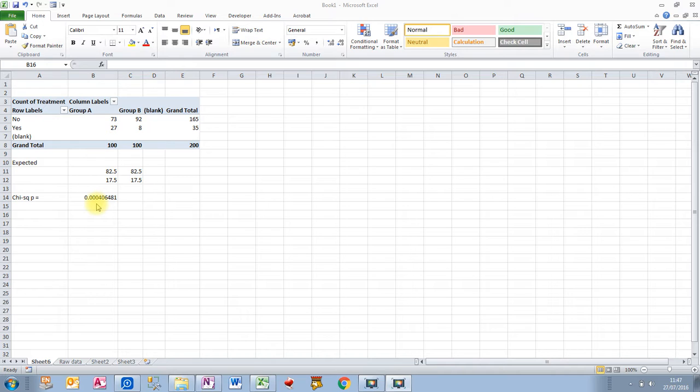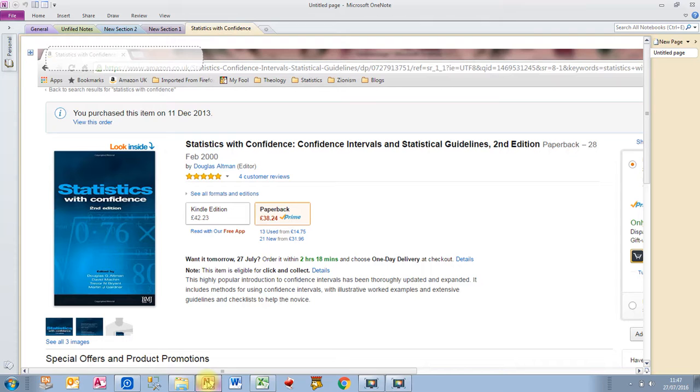So for this we need to work out confidence intervals, and the textbook that I'm using is this one here. This is Statistical Confidence by Douglas Altman, and I strongly recommend that you get this book if you want to do any calculations of confidence intervals. It explains very well the theory behind them and how to do it.